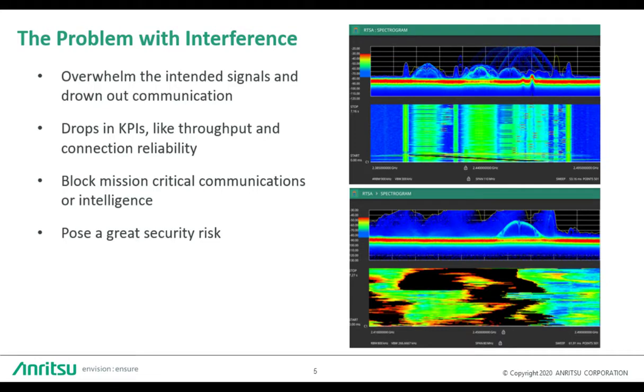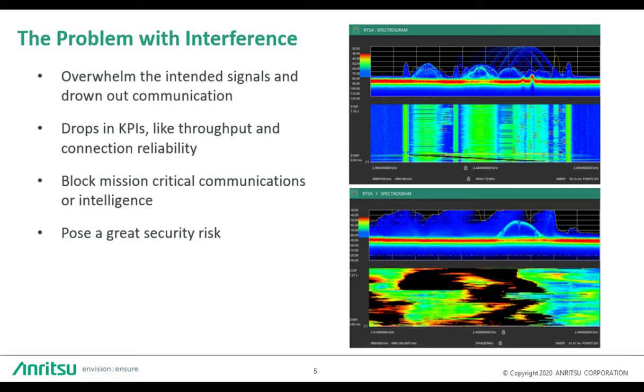and so the use of them is extremely important. With interference, the issue here is that in cases where you have critical communications going through your spectrum, interference can come and overwhelm intended signals. It can cause interference as you're transmitting those bits across the air. Interference comes in, causes you to drop bits or have gaps in your communications. So you're basically going to drop in your key performance indicators like throughput or connection reliability. It could block mission critical communications or intelligence, whether intentionally or unintentionally. This interference can pose a great security risk in cases where communications are of national importance.